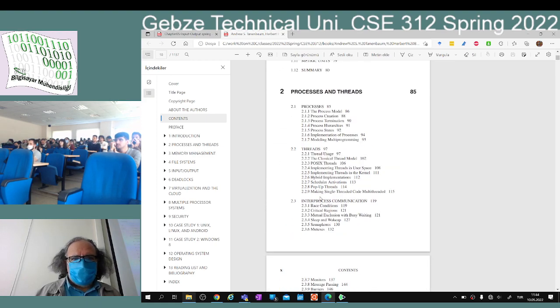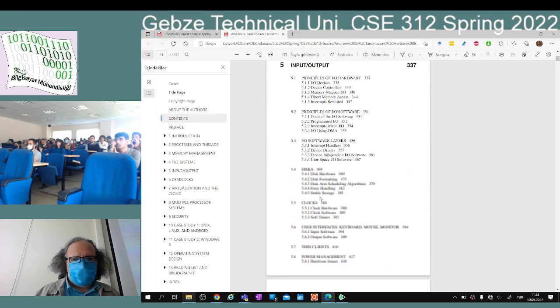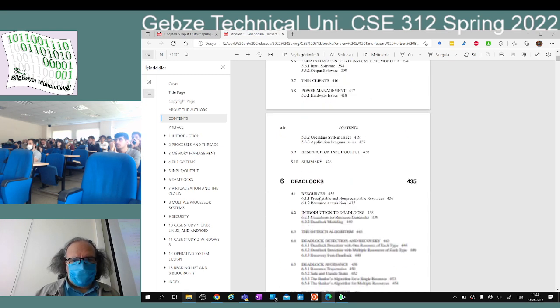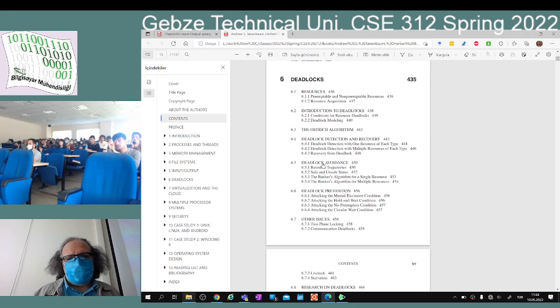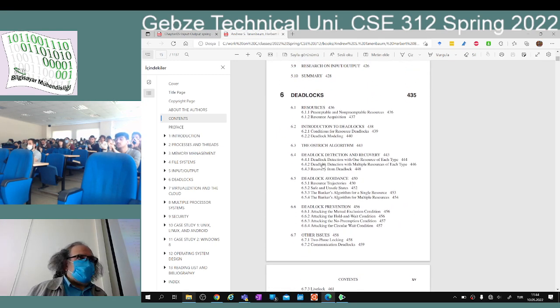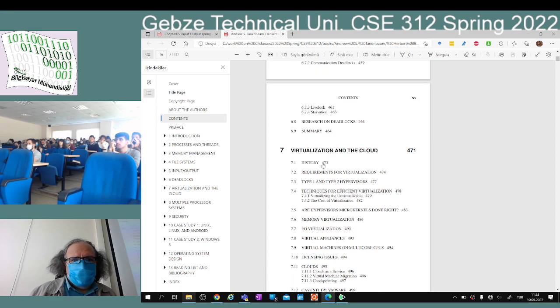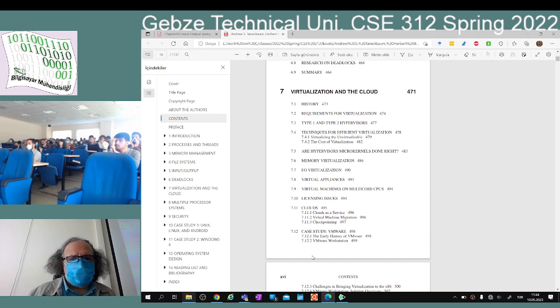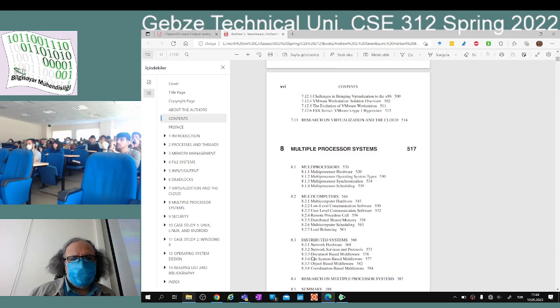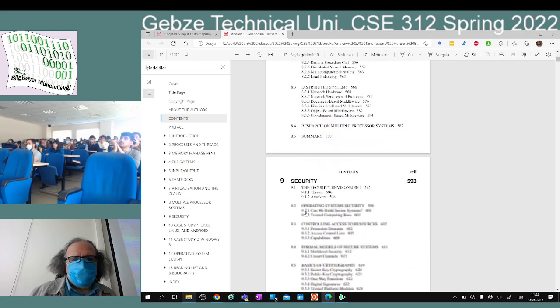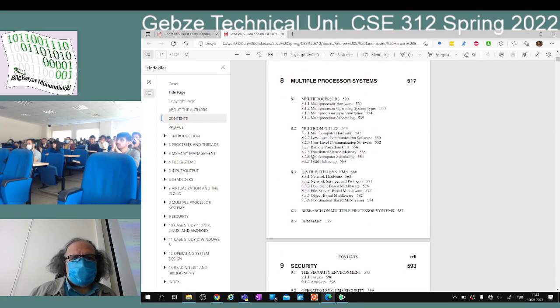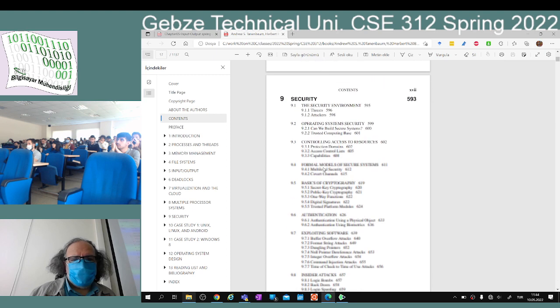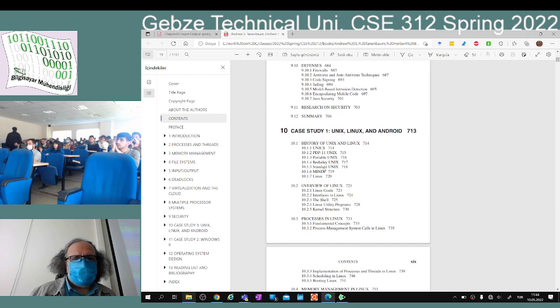Okay, chapter number 1, chapter 2, 3, we are going to look at the chapter number 5, input output. Then we have this deadlocks, and I am not going to talk much about the deadlocks, maybe a little bit of introduction, that's it. I like to talk about this virtualization and cloud. That's one thing that I like to do. Maybe some security and some multiple processor stuff. And after that, it is just the case study for Linux, Unix, and Android.